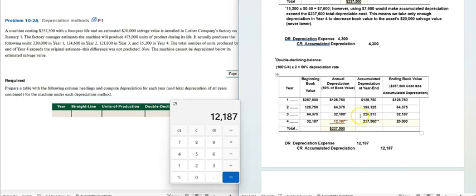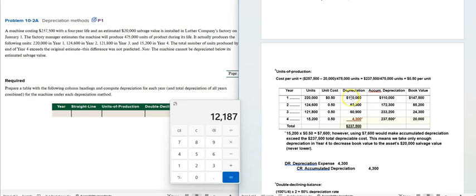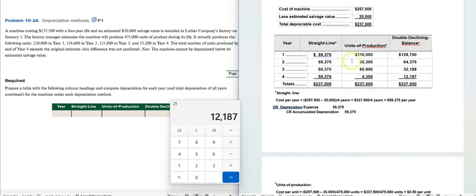When that is recorded, accumulated depreciation goes up to $237,500, causing my book value to fall to $20,000. So now that we have our depreciation expense for each of the 3 methods, notice that all of these methods result in the same amount of depreciation expense being recorded over the asset's life. The only difference is the timing of when it is recorded.